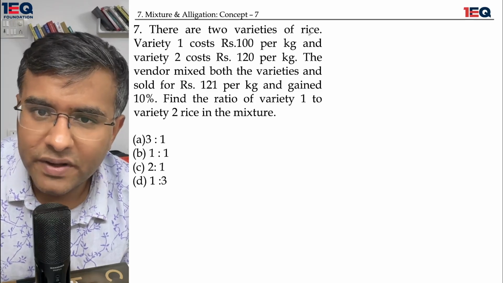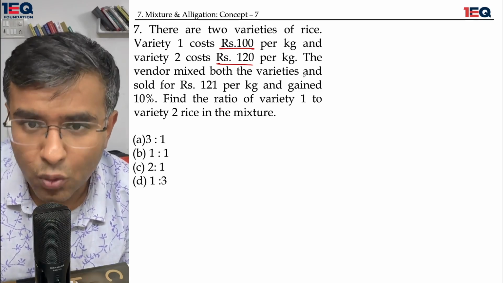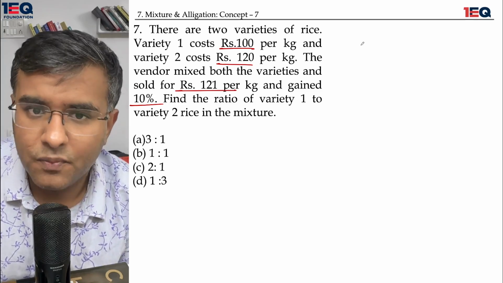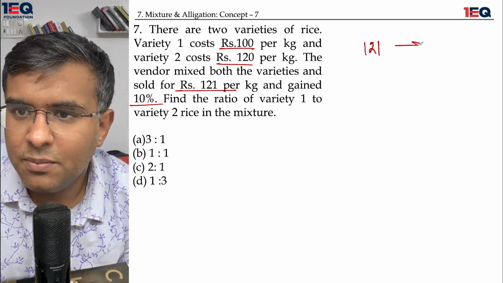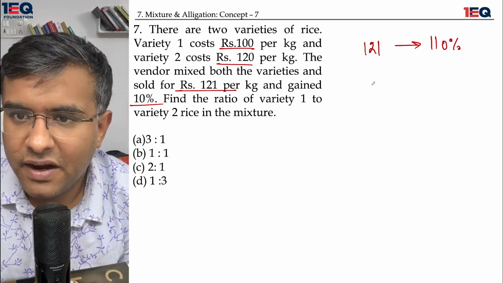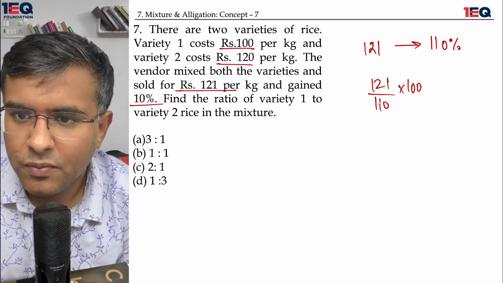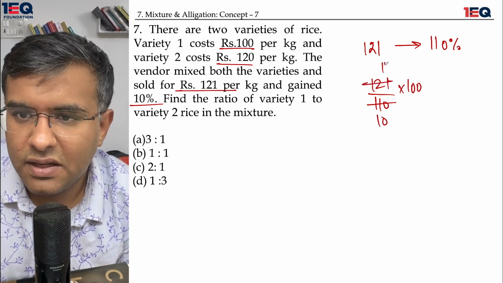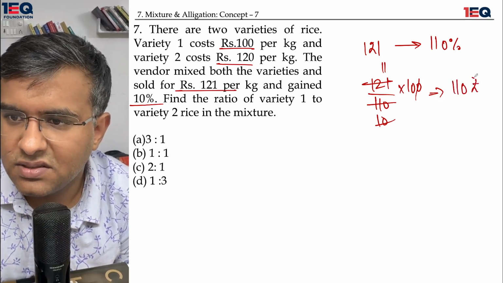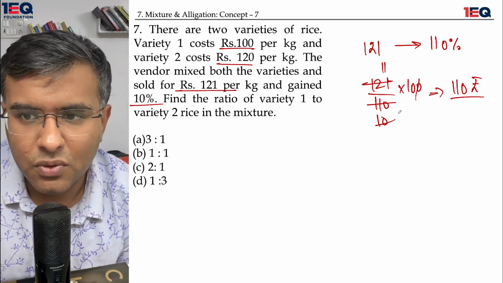Now, there are two varieties of rice. Variety 1 costs 100, variety 2 costs 120. The vendor mixed both the varieties and sold them for 121 rupees and gained 10%. What is the ratio? In 121 rupees, there is a 10% gain available. That means 110% is equal to 121. If I'll divide it here, 121 divided by 110 multiplied by 100, 11 tens are 110, 11 elevens are 121, and 10 and 10 gone. This would give me 110 rupees as my cost price, or the amount just before the gain.